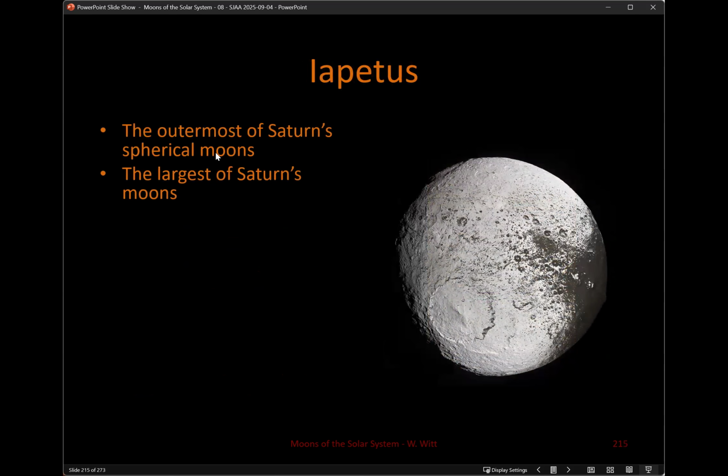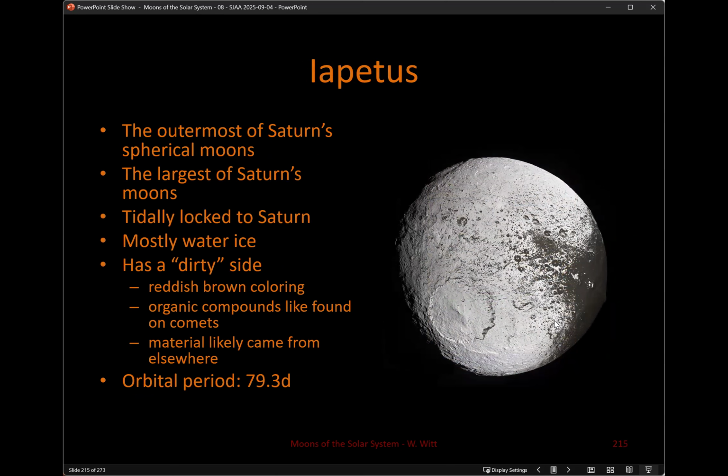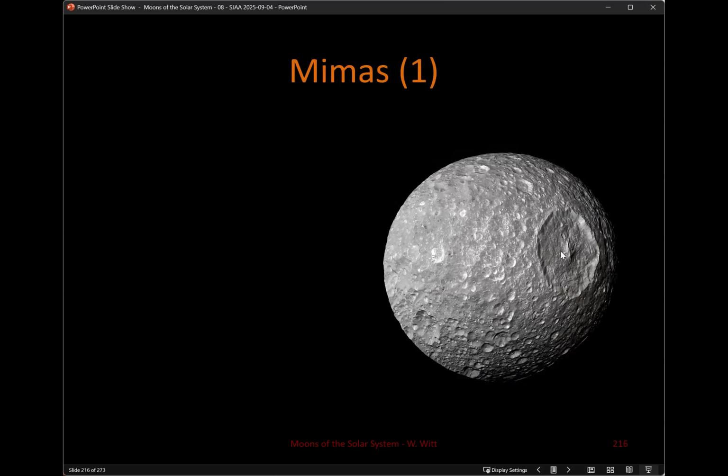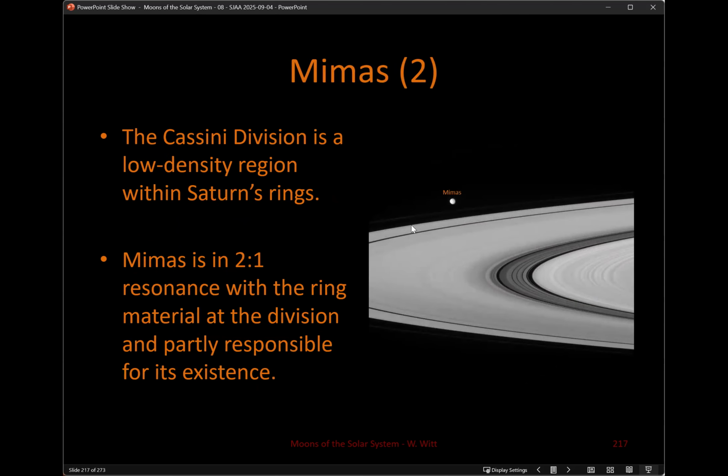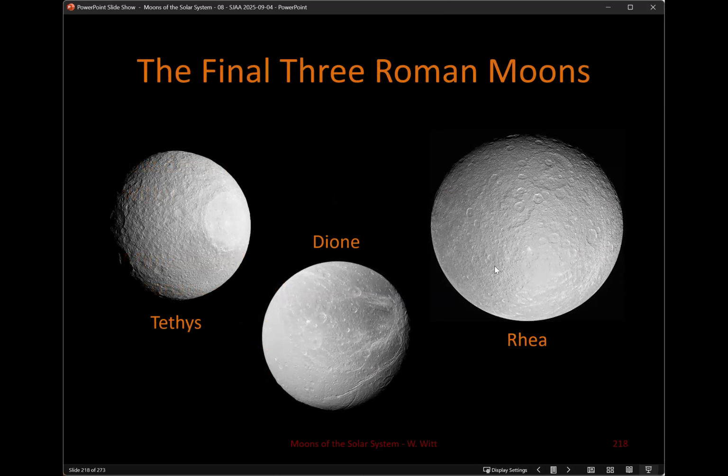Iapetus is the last one we'll visit here, and it has this dirty spot here, right? It's mostly water ice, but it has this dirty side because something hit it at some point in the past. And then, just an honorable mention is our Death Star moon, right? Mostly water ice. And it actually is partly responsible for the rings. There's a lot of fun stuff we could talk about with regard to Saturn's rings, but that's for another day. And then these are the other three Roman named moons.